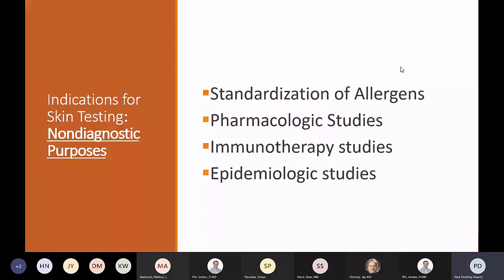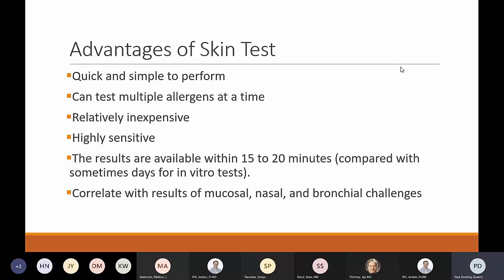So what are the advantages of skin testing? It's quick and simple to perform. You can perform multiple allergens at a time. It's relatively inexpensive. It's highly sensitive. And the results are available within 15 to 20 minutes compared to a few days or longer for in vitro testing. And it correlates with the results of mucosal, nasal, and bronchial challenges. So that's important to remember as well.